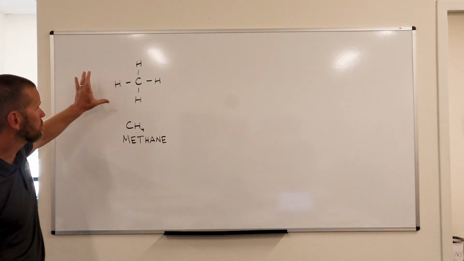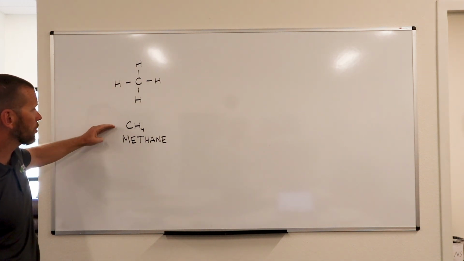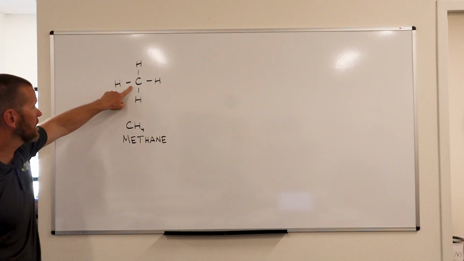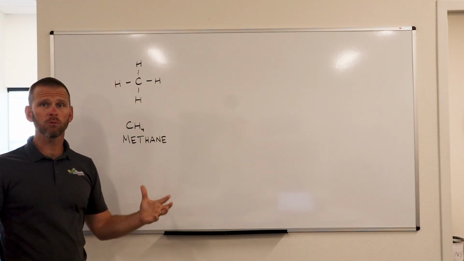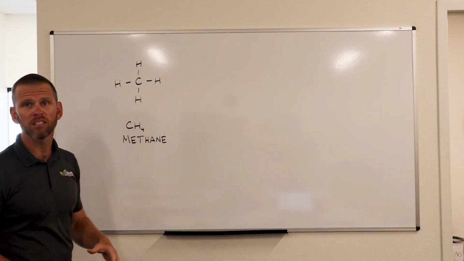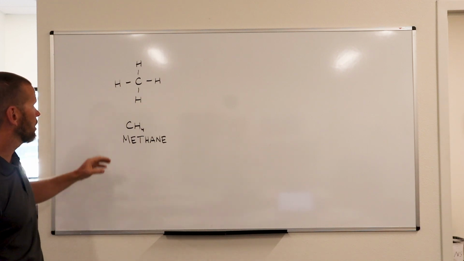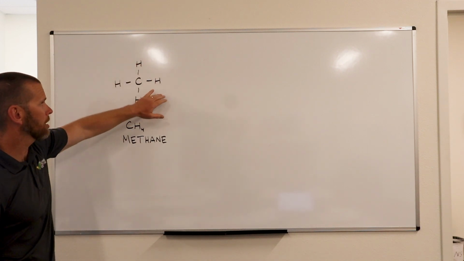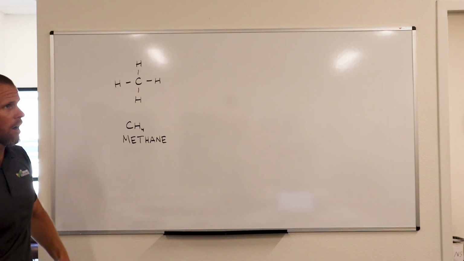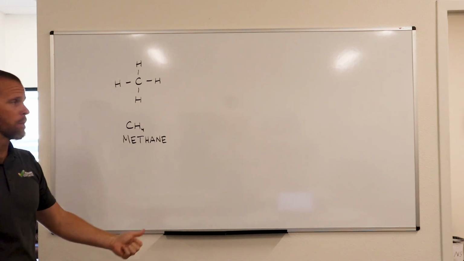Here's the most simple of the hydrocarbons. That's methane, or CH4. You can see we have a carbon in the center. Carbon is special in that it has 4 valence electrons. It's going to bond to 4 different atoms. In this case, all of them are hydrogen atoms, hence CH4. It's kind of easy to see how hydrocarbons develop.